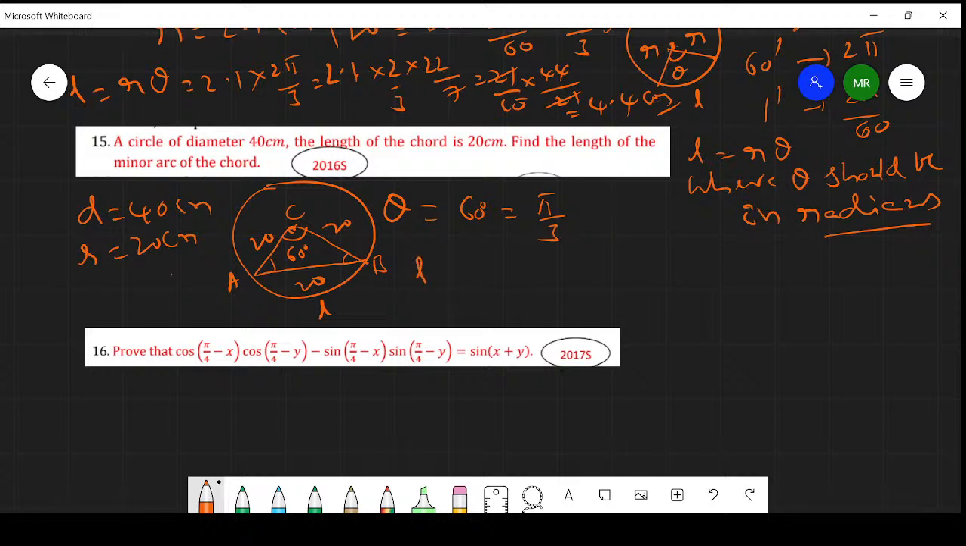Now, formula: L equals r theta. Here r equals 20 into pi by 3. So the answer will be 20 pi by 3. I can write 20 pi by 3. So that will be our answer.